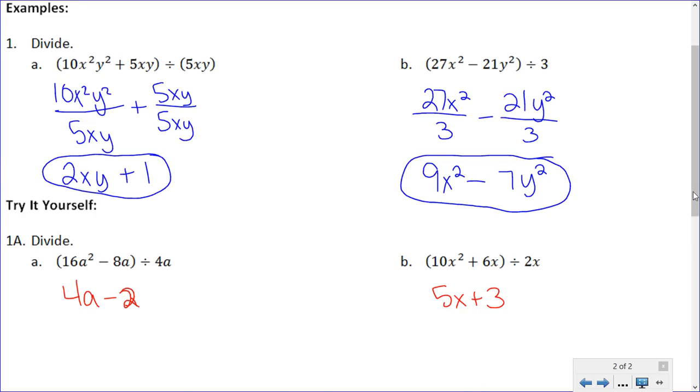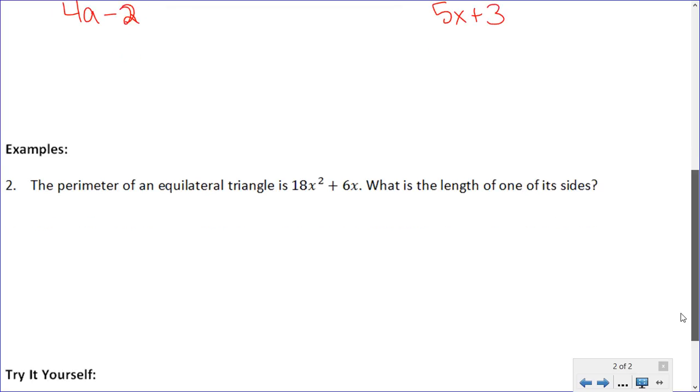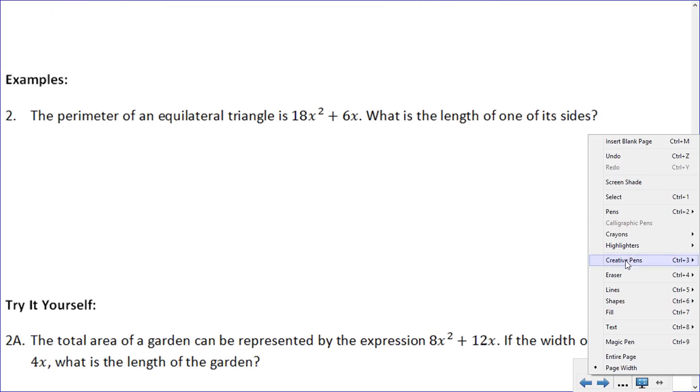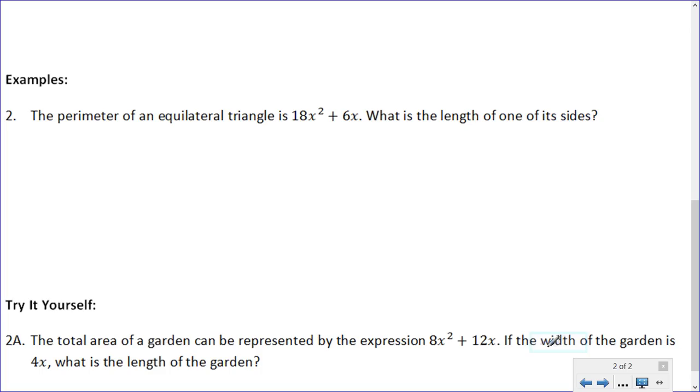Okay, one more example. Example 2 says the perimeter of an equilateral triangle is 18x squared plus 6x. What is the length of one of its sides? Well, what do we know about the perimeter of a triangle? Well, we know that a triangle has 3 sides. We also know that this particular triangle is equilateral, which means that all 3 sides are equal.